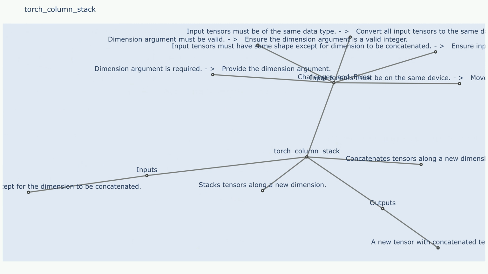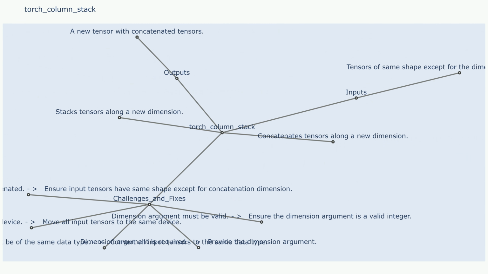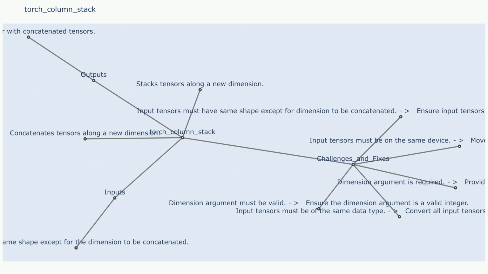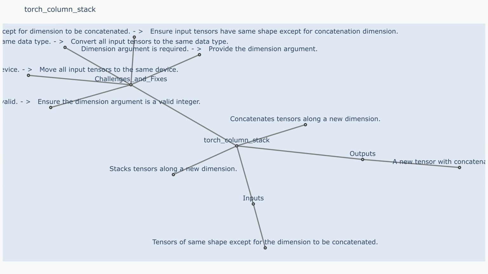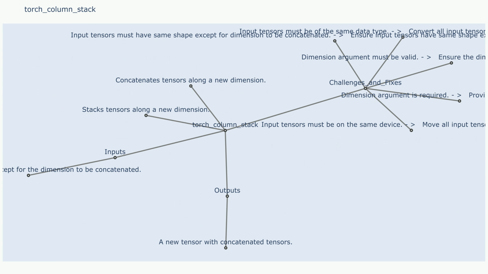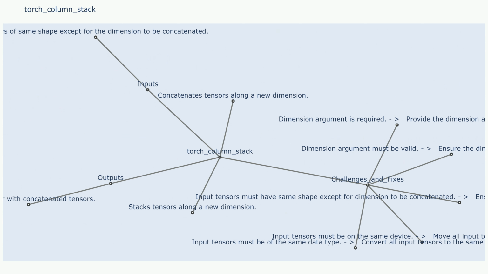Steps: the torch.column_stack function takes a sequence of tensors as input. The function checks if all input tensors have the same number of rows. If not, it raises an error. It then concatenates the input tensors along the second dimension, creating a new tensor with the same number of rows as the input tensors and a number of columns equal to the sum of columns in the input tensors.